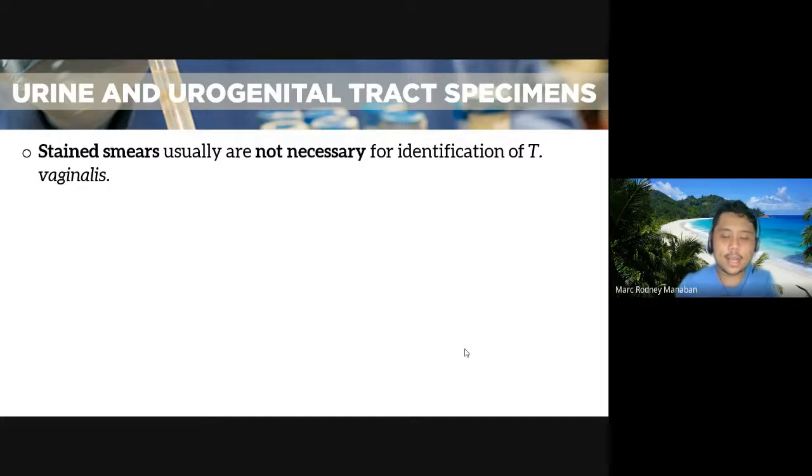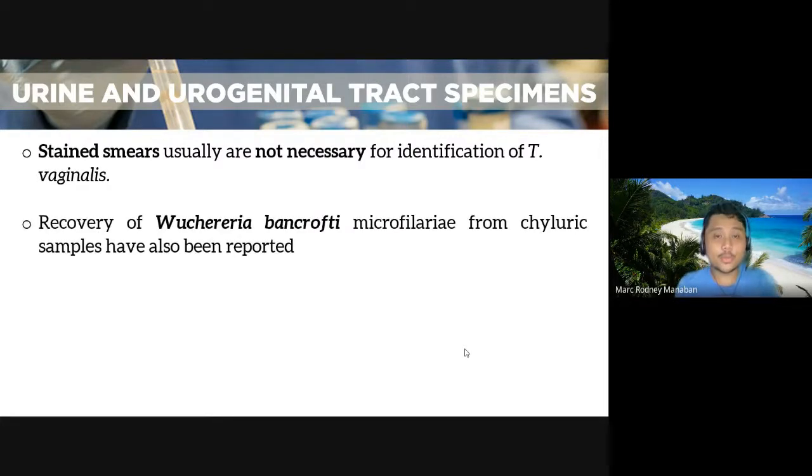Okay? All right. But aside from Trichomonas vaginalis, we can also recover your Wuchereria bancrofti, right? Your microfilarial worm. If you can remember, these microfilarial worms reside within your lymphatic vessels. So they obstruct the lymphatic vessels. What happens is your lymph fluid may go out, and may be expressed in tissues or even in urine. And urine will have a characteristic appearance, milky, chyluric urine. And in chyluric urine, you can recover the microfilaria there, for example, Wuchereria bancrofti.